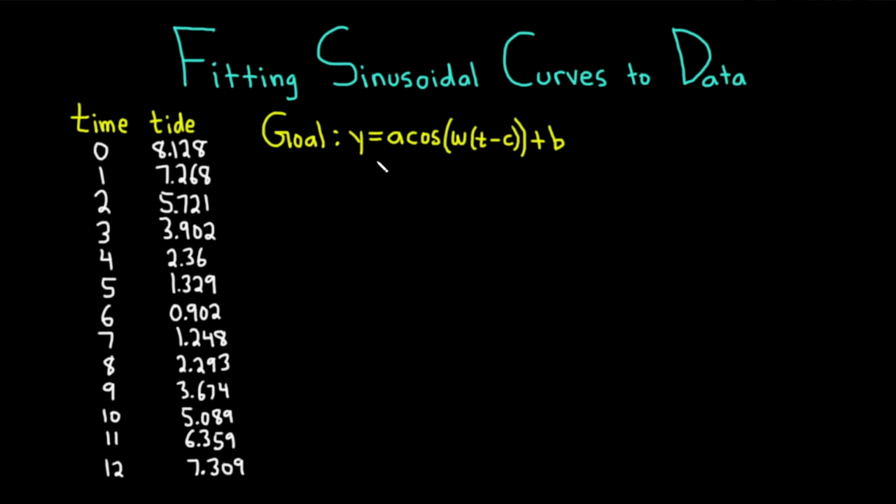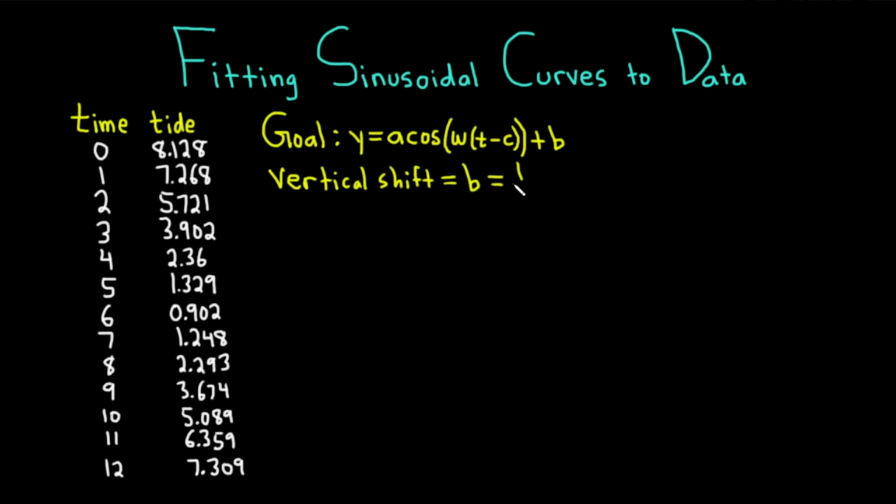So in this problem, we are going to create a model using the cosine function based off this data. And we're just going to go through it step by step. The first step is to find something called the vertical shift. And the vertical shift is going to be b. So b is equal to, and there's a formula.